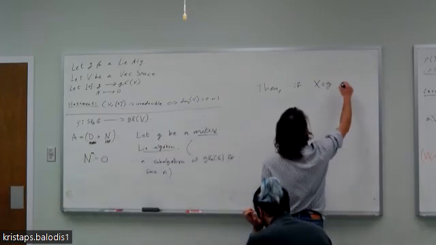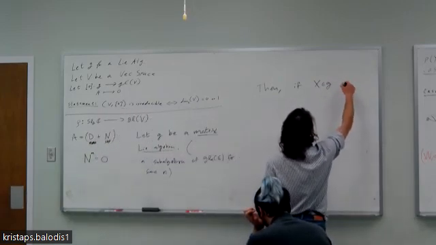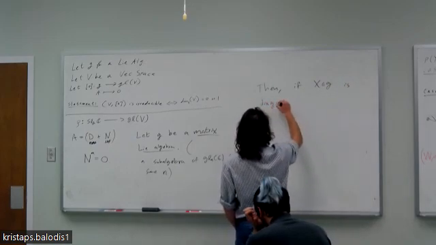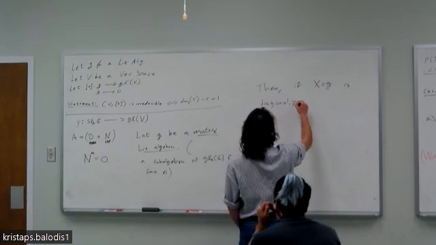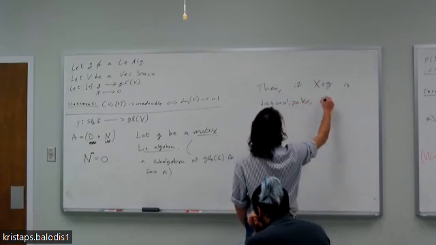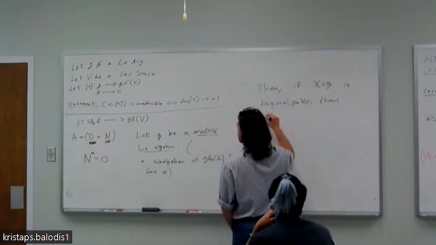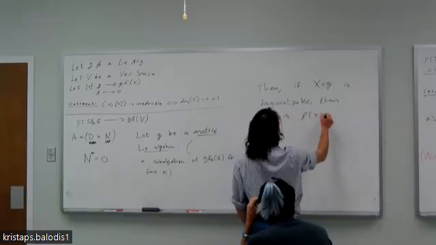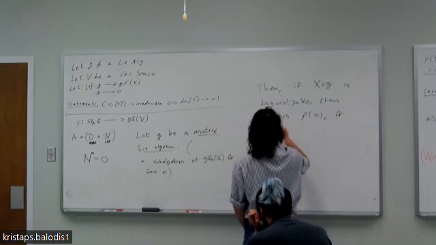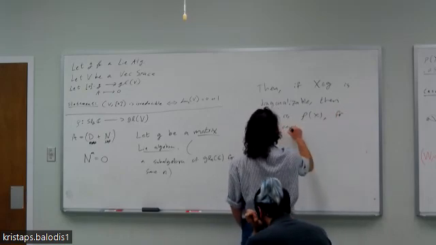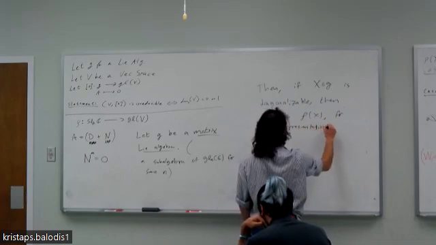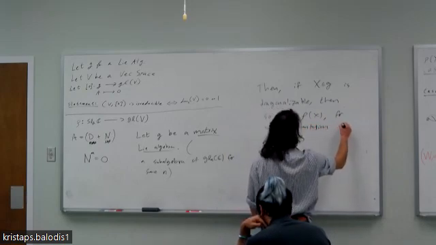Then if X in G, where X is a matrix, is diagonalizable, then so is rho X for any representation V rho.